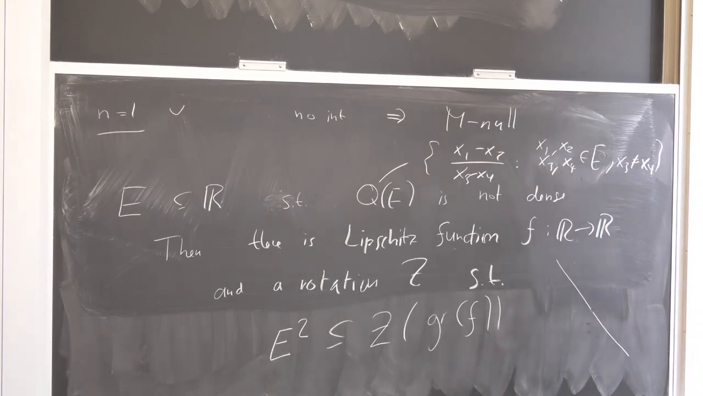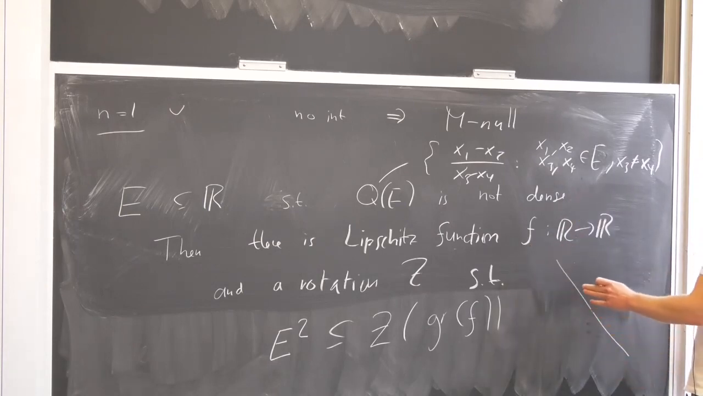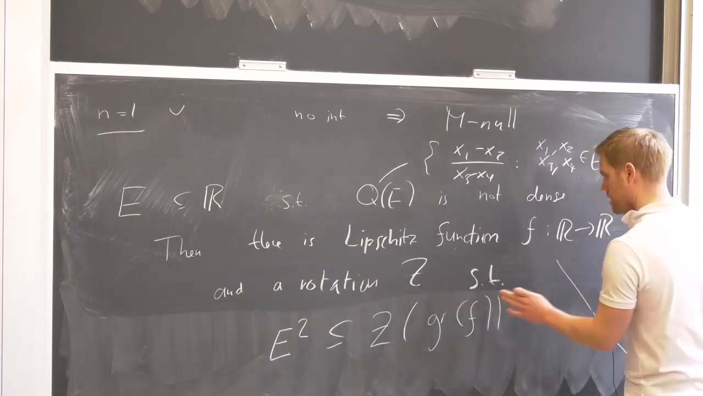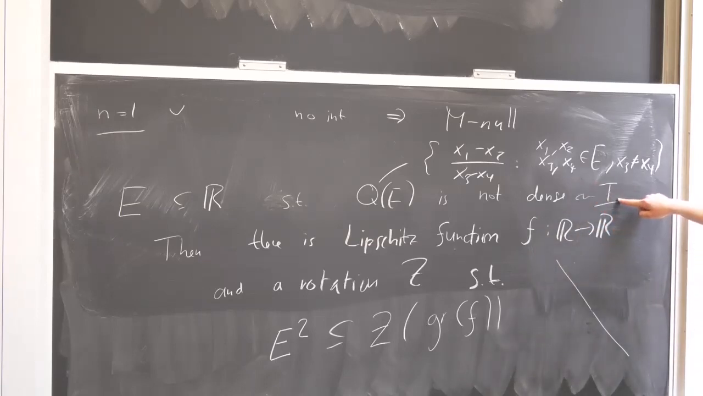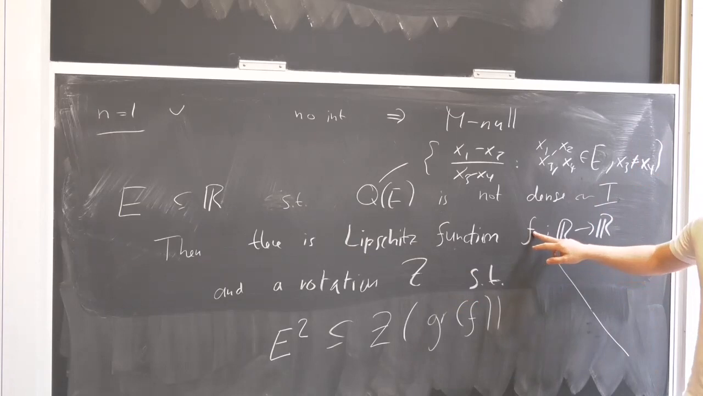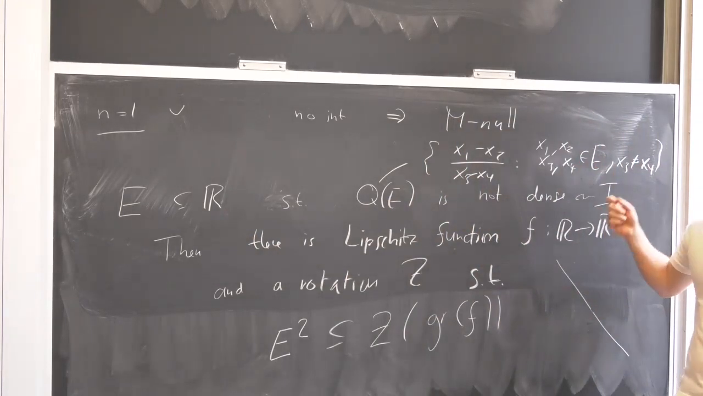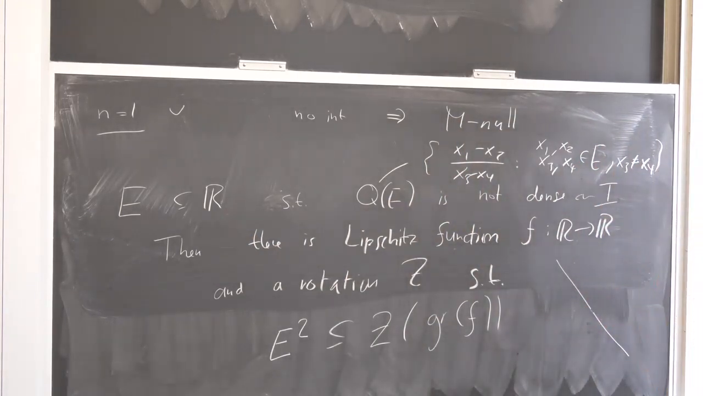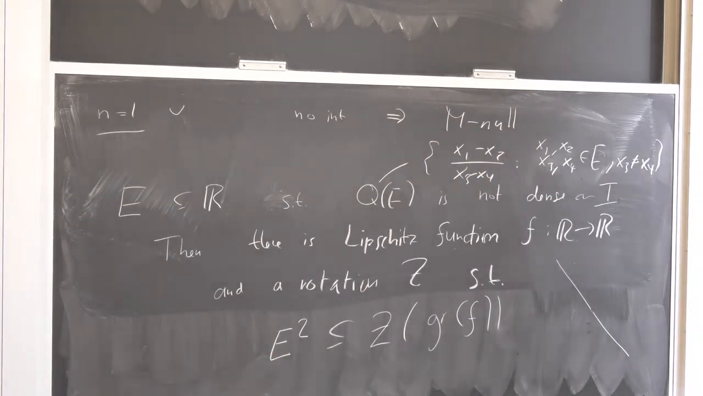Okay, but I want to say here again that this is a kind of function f. It depends only on, and the rotation depends only on, the interval we are missing. So if you have an interval, you can find this f and the z such that whenever you have a set E and the QE is missing that interval, then it's contained. So I will use this kind of uniformity in the model.